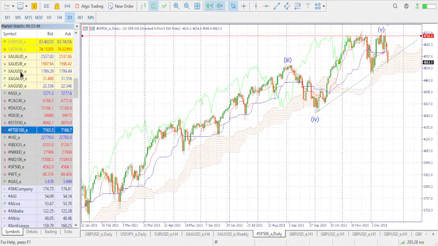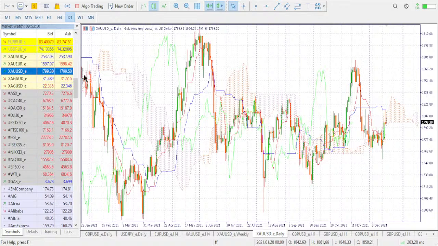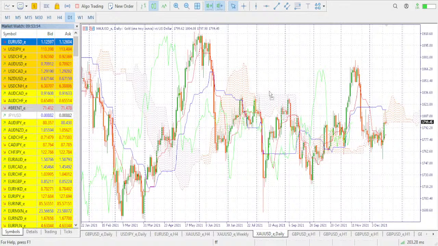The last symbol, actually we've looked at this chart already, so I assume you've looked at all the symbols.